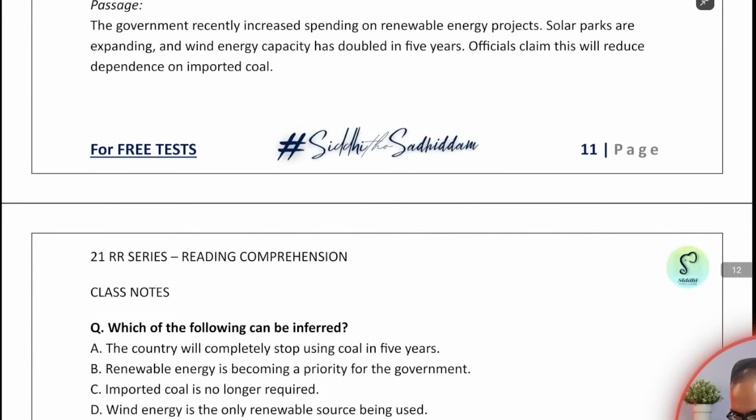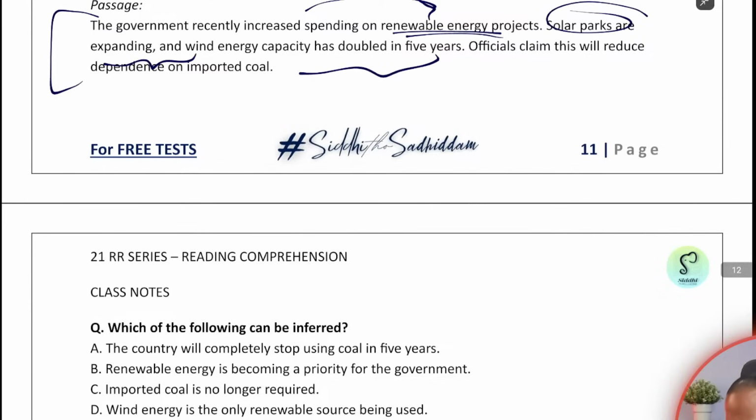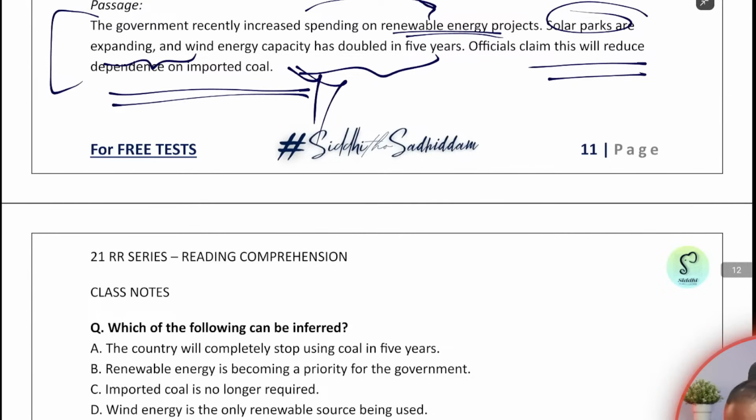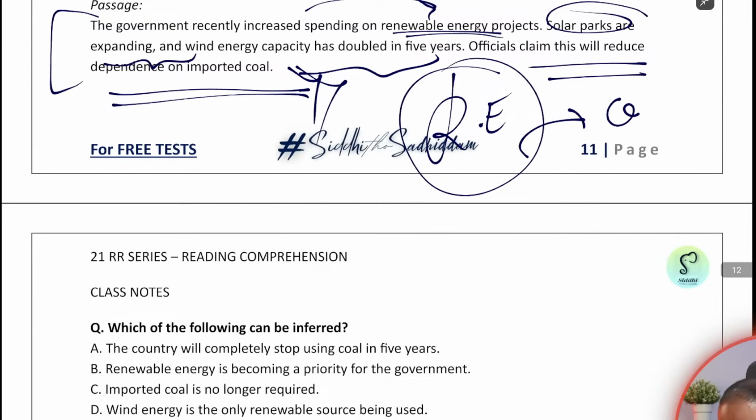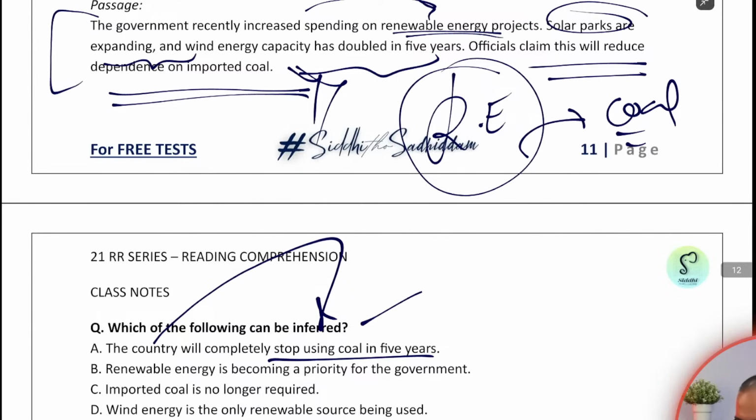Okay, good. Government recently increased spending on renewable energy projects. Very good. Solar parks are expanding. Wind energy has also increased, and officials say that this will reduce the dependence on imported coal. So this RC is all about renewable energy projects and dependency on coal. Now answer choice A: country will completely stop using coal. This is irrelevant.